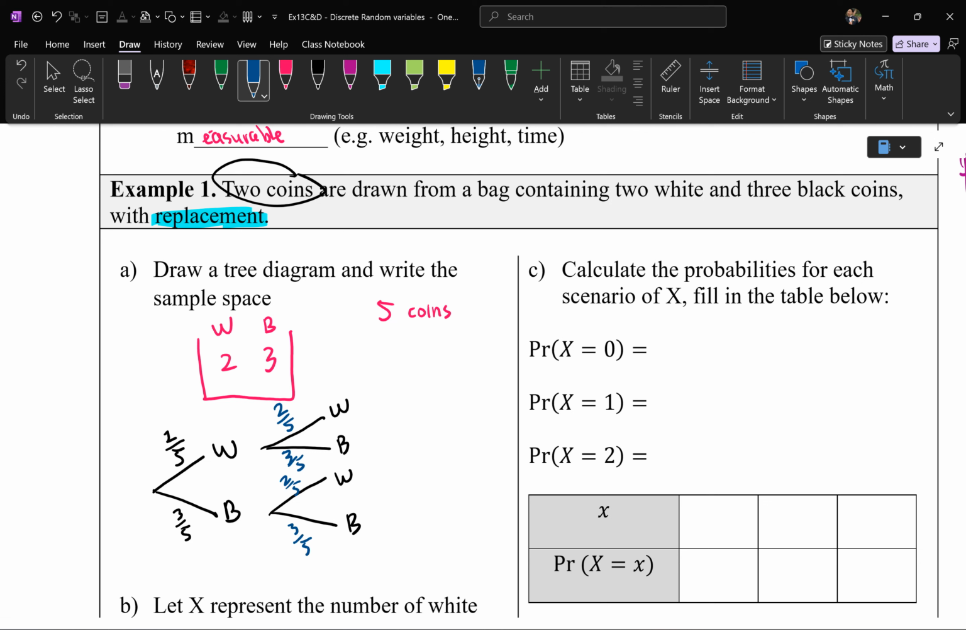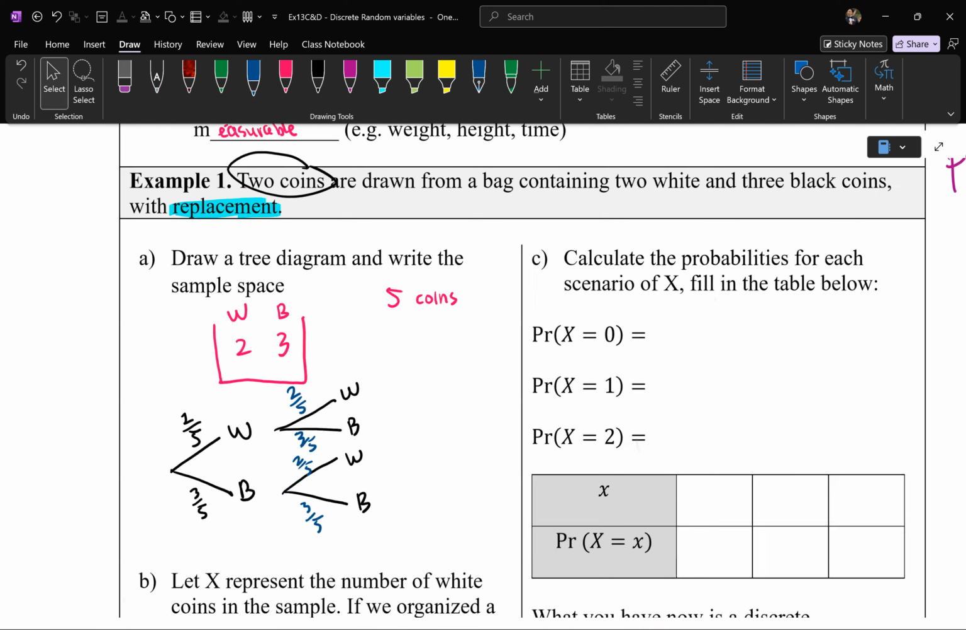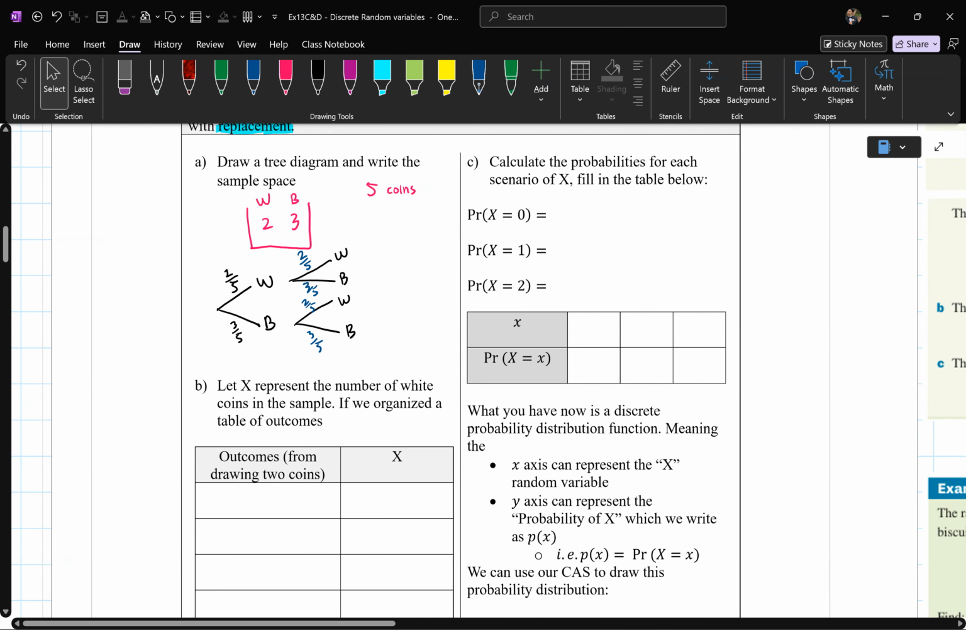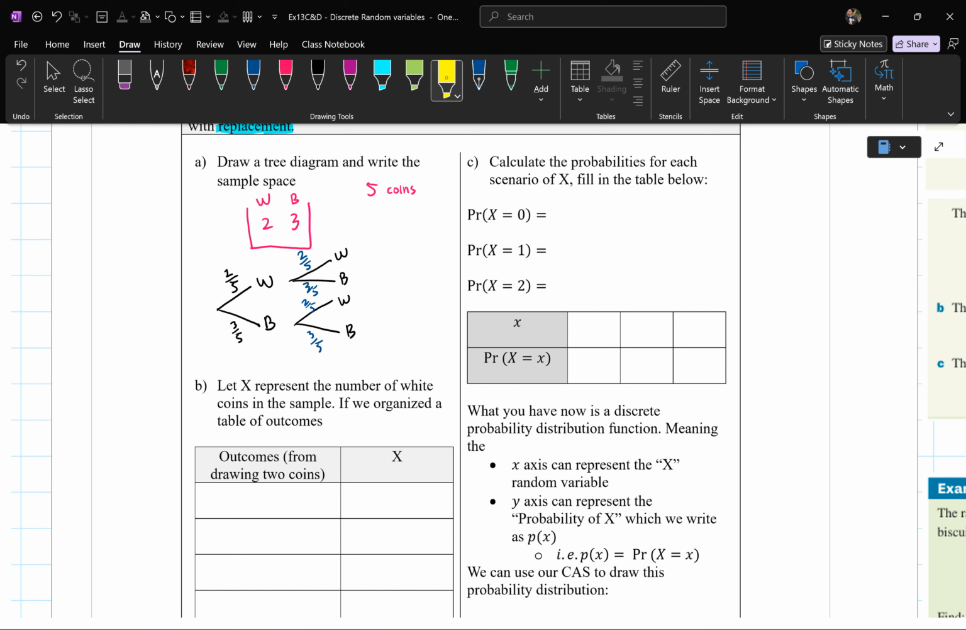Great. Now we were to work out the chances now. So let's start using the language of random variables here. Let x, which is a random variable, represent the number of white coins. So I'm only interested in getting white coins. Okay? If we organize the table of outcomes, these are the possible outcomes. So capital X represents number of white coins.